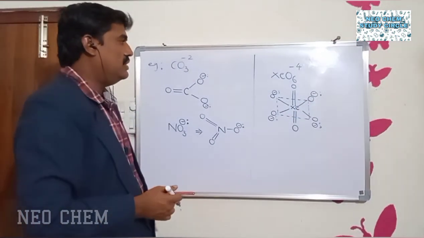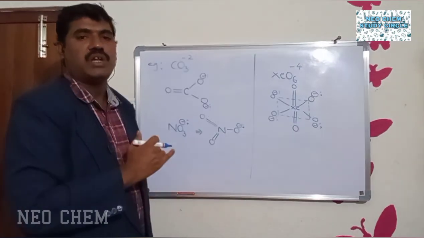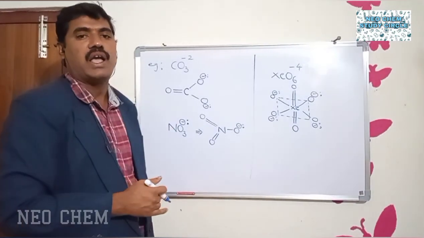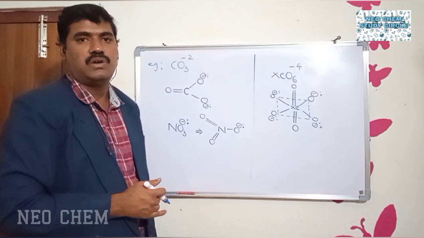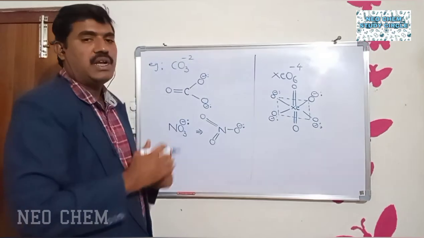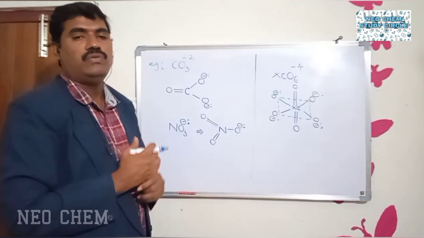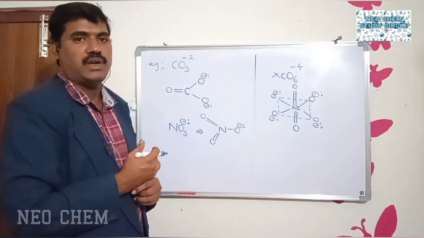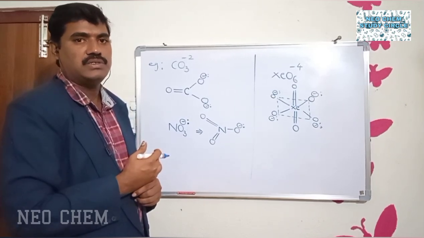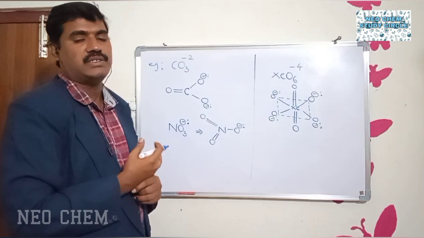Okay, thus we should write the structure of the various ions. In the next class I will give some examples for hybridizations. Let us see in the next class.